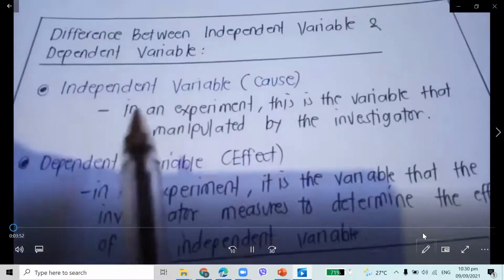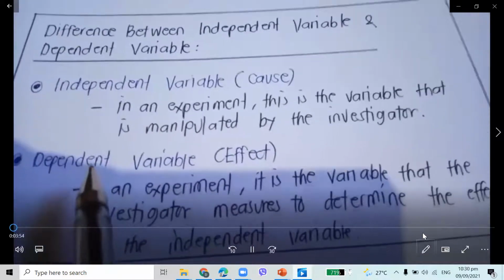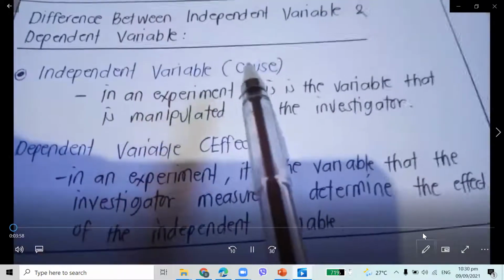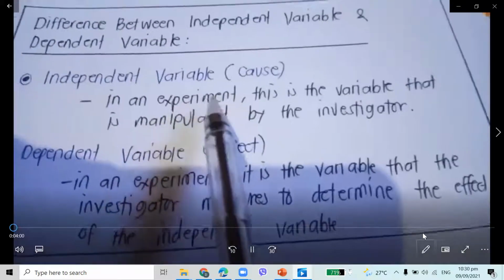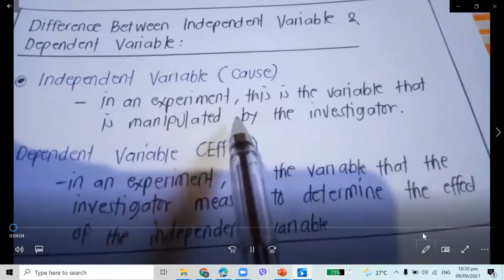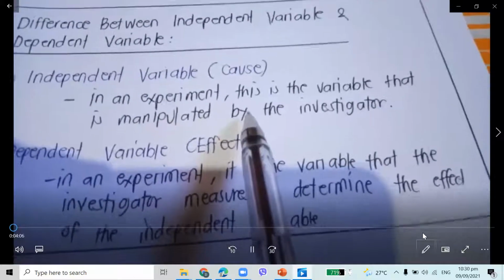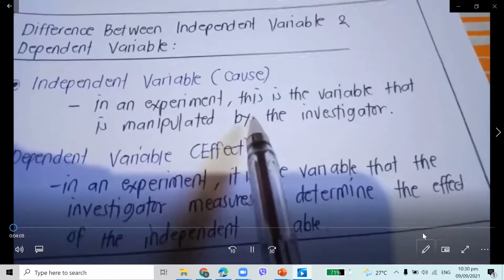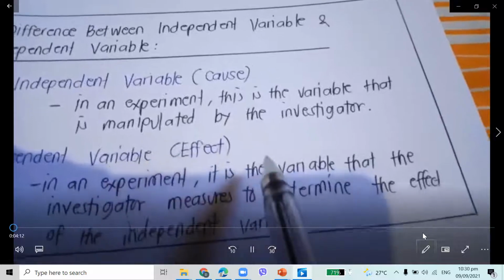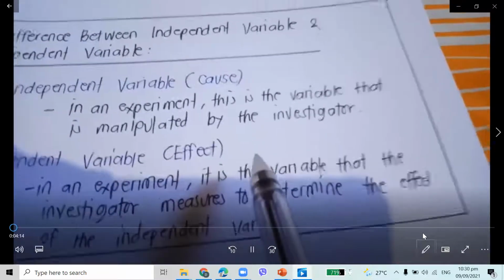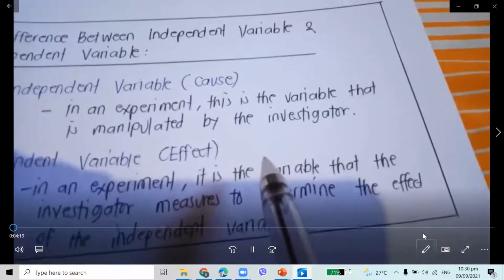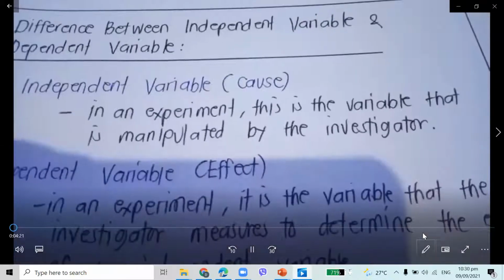So the difference between independent and dependent variable is that if we say independent variable, this refers to the cause, meaning in an experiment, this is the variable that is manipulated or controlled by the investigator. So in most experiments, the investigator is interested in determining the effect that one variable has on one or more other variables.